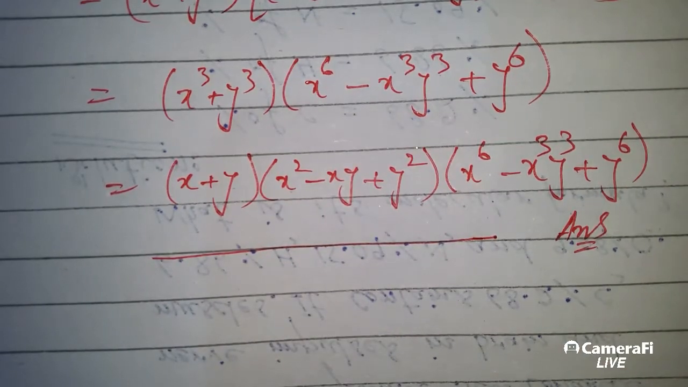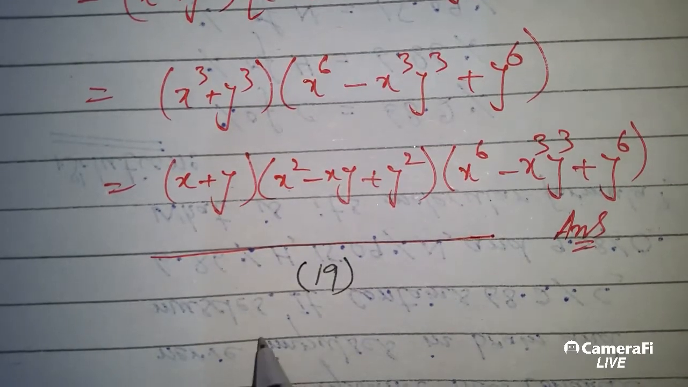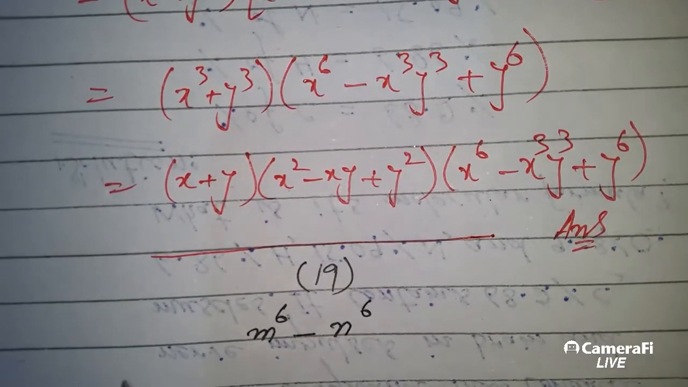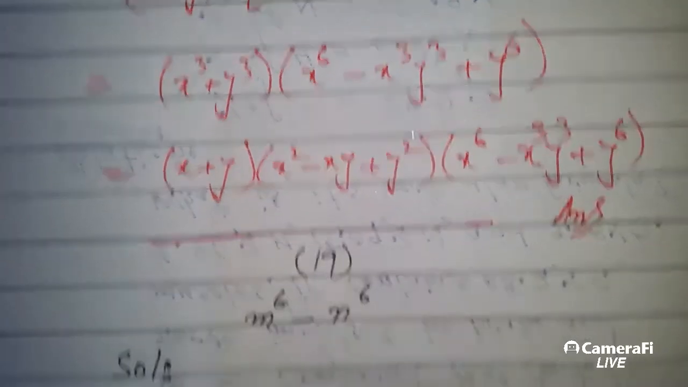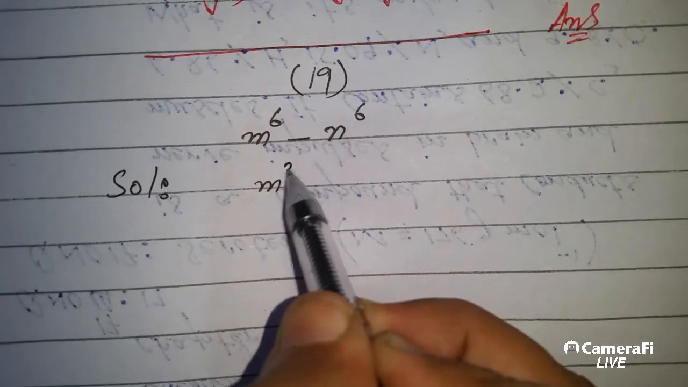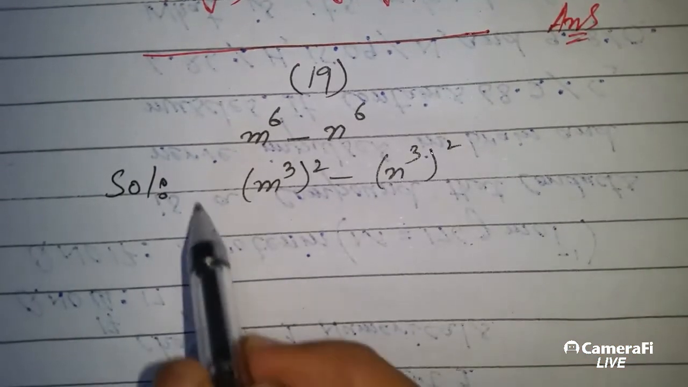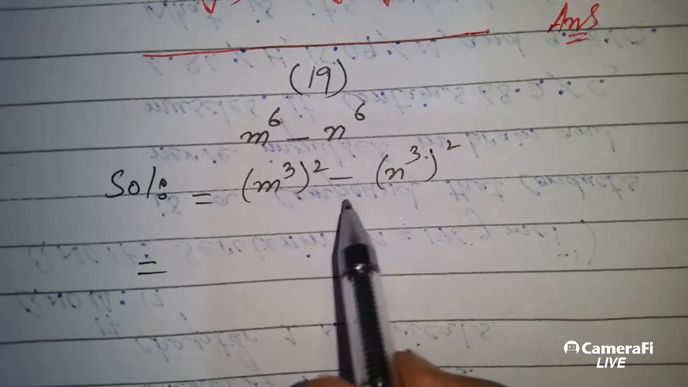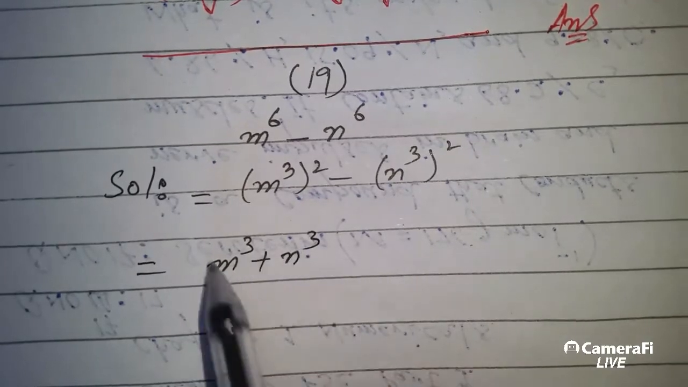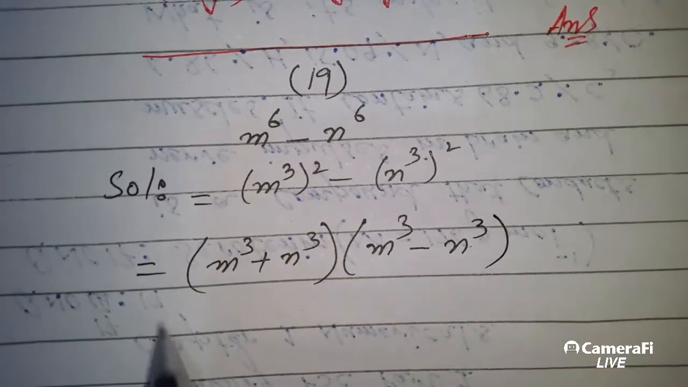Question number 19. M power 6 minus n power 6. Here again we can write it using the square formula. Square of the first term minus square of the second term means first term plus second term, first term minus the second term.